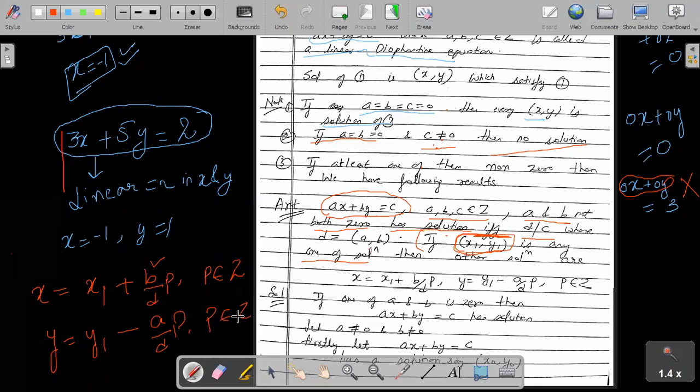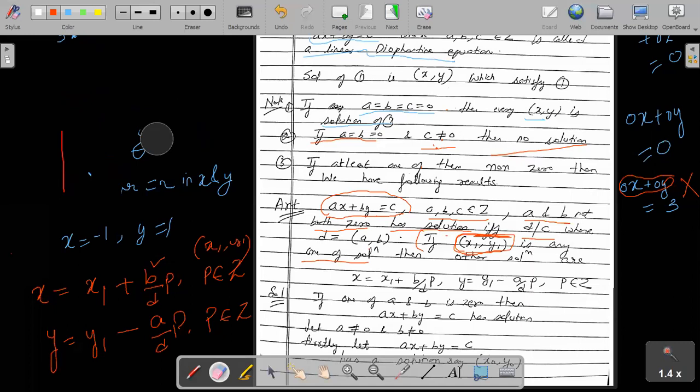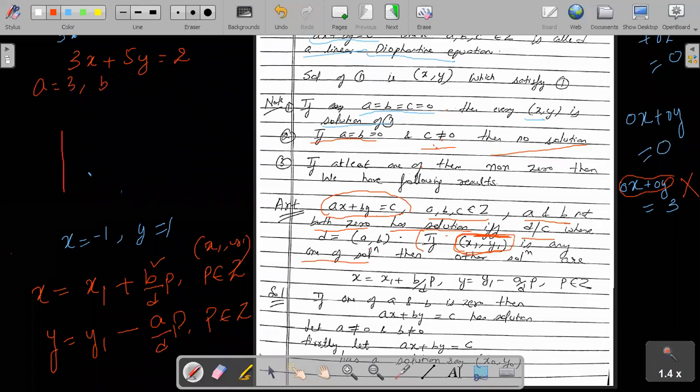So if I know one solution, which I will find out, x1, y1, right? Then the general solution is given by this formula. So you can very much check on the question which we have written. Let me write this question on the top, so you can check whether this formula is working here. So you see, 3x plus 5y is equal to 2. We had written this. So here A is 3, B is 5, and C is 2.